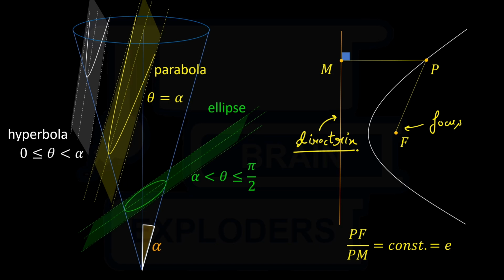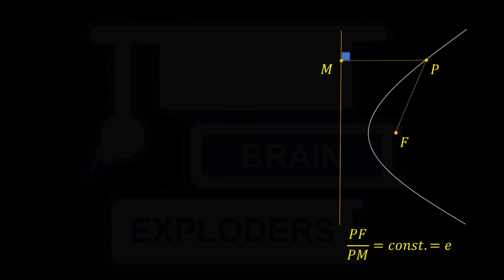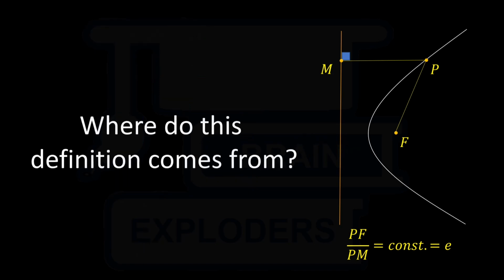Today we will discuss where this definition comes from. I mean, in this definition there is no cone involved, but even then the shape obtained is conic section. So why is this happening?